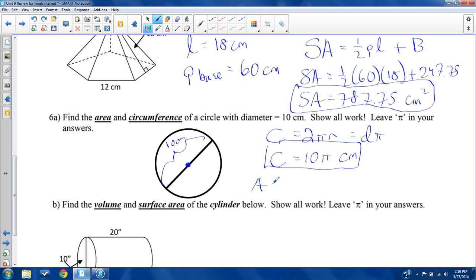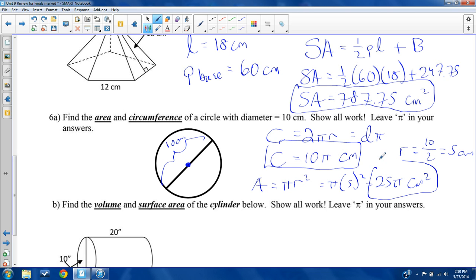Your area is pi times radius squared. Your radius here is 10 over 2, which is 5. It's half the diameter. So that's pi times 5 squared, which is 25 pi square centimeters. Okay, so like I said, radius is 5. Make sure you know how to do that.